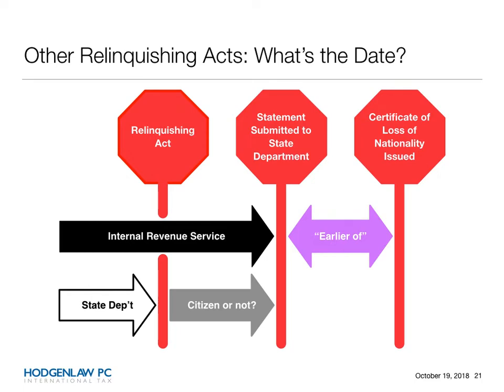So look at that little gray arrow down at the bottom. Sometime between the date of the relinquishing act and the date that you got into the embassy and gave the State Department a piece of paper saying, hey, I terminated my U.S. citizenship, you're in a gray zone. Are you a citizen or not? The State Department says you are not. The IRS says you are. So what do you put on line 5?